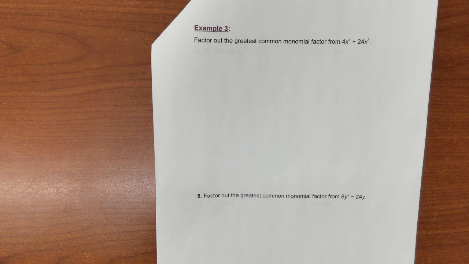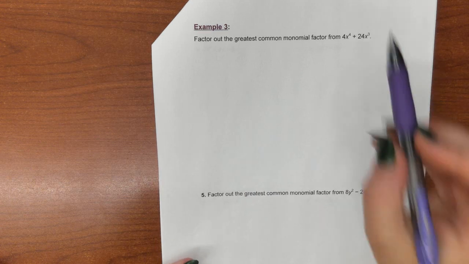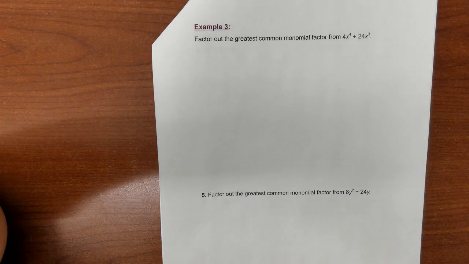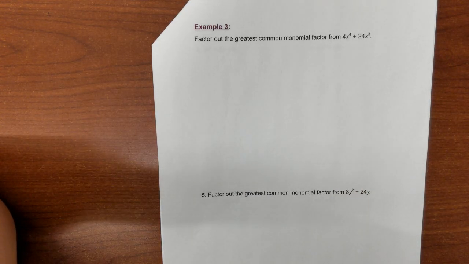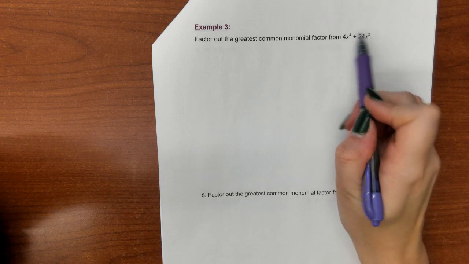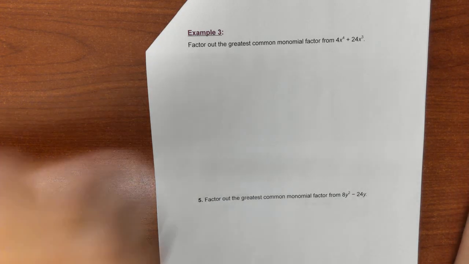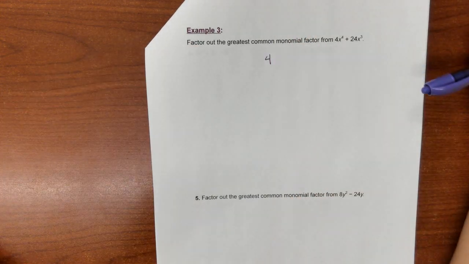To find a greatest common factor, first start with your numbers. I have 4 and 24. What is the highest number that both 4 and 24 can be divided by? That number would be 4.